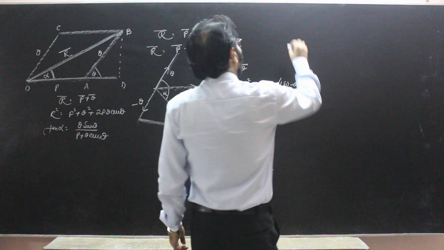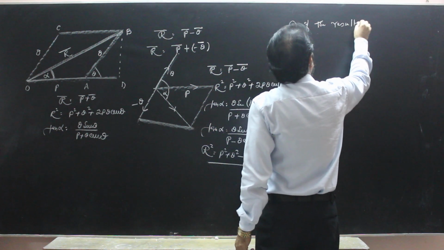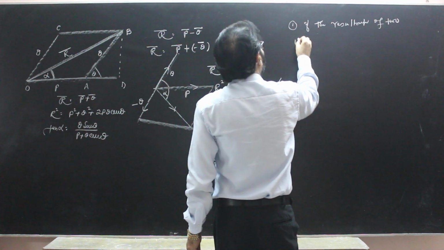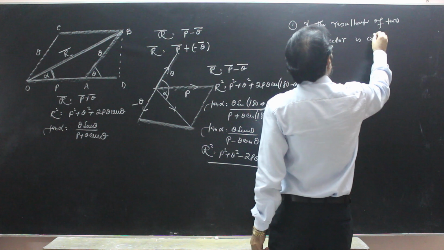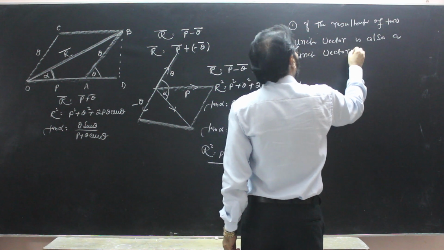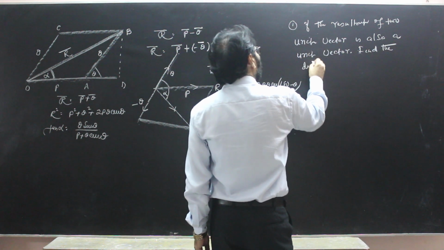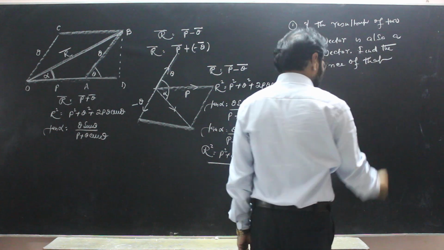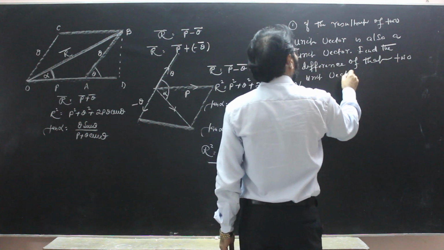Now we are going to solve a problem. If the resultant of two unit vectors is also a unit vector, find the difference of that two unit vectors.